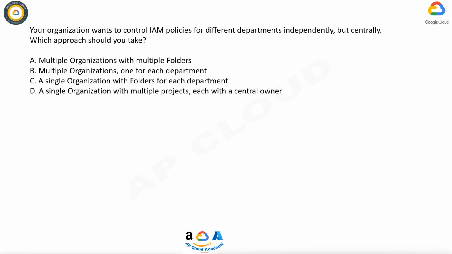Your organization wants to control IAM policies for different departments independently, but centrally. Which approach should you take? A. Multiple organizations with multiple folders. B. Multiple organizations, one for each department. C. A single organization with folders for each department. D. A single organization with multiple projects, each with a central owner. Correct answer: a single organization with folders for each department.